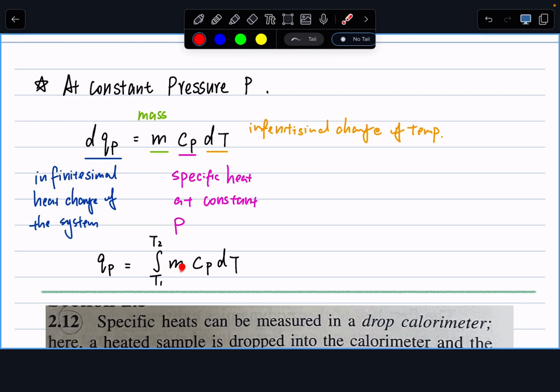Right, so since mass is independent of temperature change, normally you can take mass out of the integral, but it is not straightforward to just take the specific heat out of the integral, since specific heat can be a function of temperature, unless we specify keeping it constant. All right.